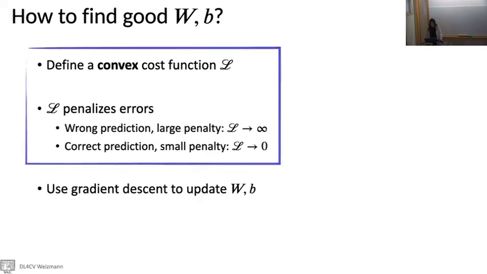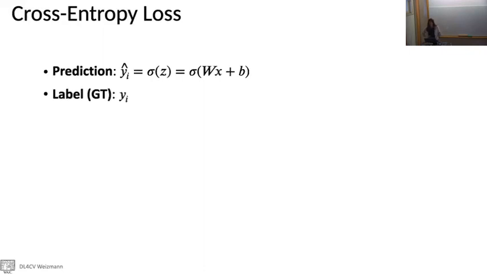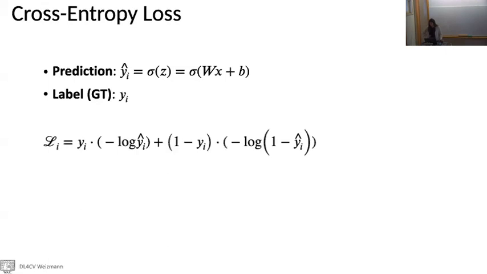So let's start by defining a specific cost function, and we'll see exactly how it penalizes the errors of the prediction as we want. The specific loss that we are going to talk about is the cross-entropy loss. Given a prediction, from now on we're going to denote that prediction as y_i hat. Usually hat is for the prediction, and y_i is going to be the label, the ground truth label that we have in mind. And this is the cross-entropy loss.